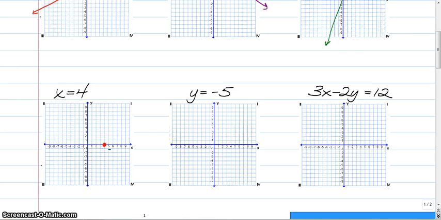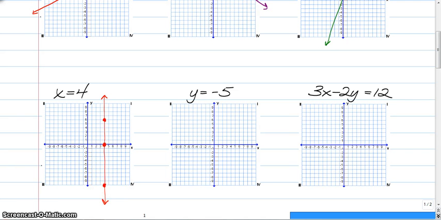So let's just think about this. I'll plot a couple of extra points. How about (4, 6)? Yep. X is still 4. How about (4, -10)? There you go. X is still 4. So x equals a number is always a vertical line.